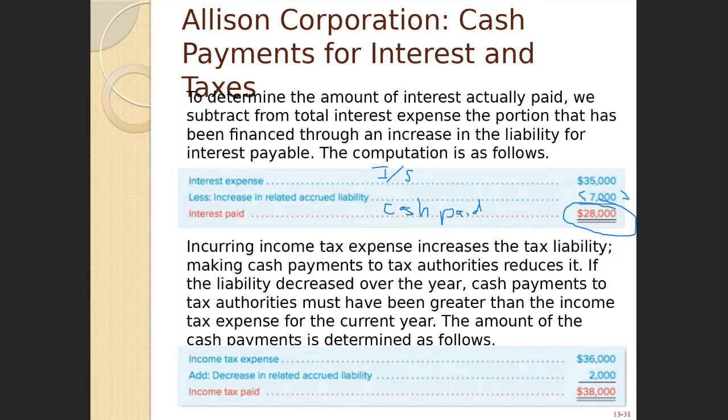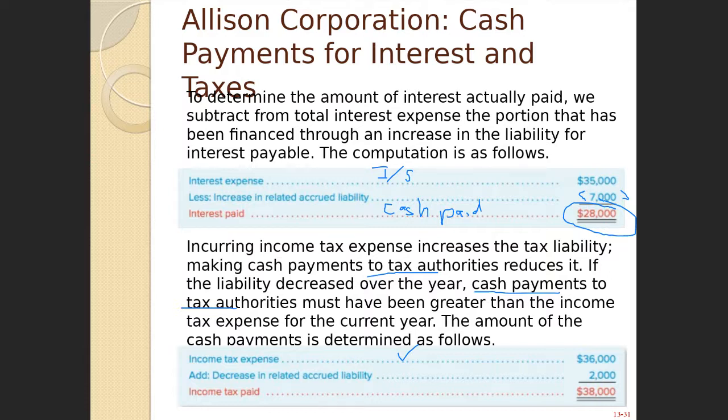Now we're going to unaccrue the last account on the income statement for the operating section, which is income tax expense. Again, when we incur income tax expense, every company and every individual, unfortunately, has to do that. When you make cash payments to the IRS, that reduces the amount of your liability. So if the liability decreased, that means cash payments were made to the IRS. Because the corporation is reducing the amount of its liability. But if the liability increases, that means that the corporation did not pay cash for this expense during this year.